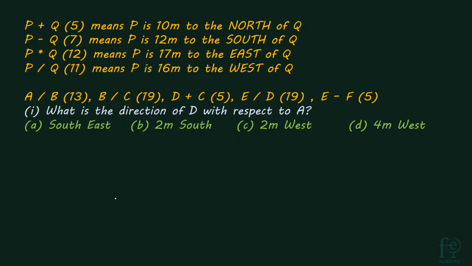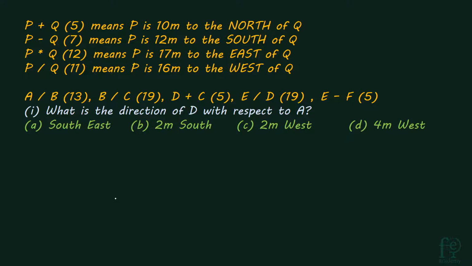Our second question: P plus Q 5 means P is 10 meters to the north of Q. P minus Q 7 means P is 12 meters to the south of Q. P star Q 12 means P is 17 meters to the east of Q. P by Q 11 means P is 16 meters to the west of Q. So A by B 13, B by C 19, D plus C 5, E by D 19, E minus F 5.